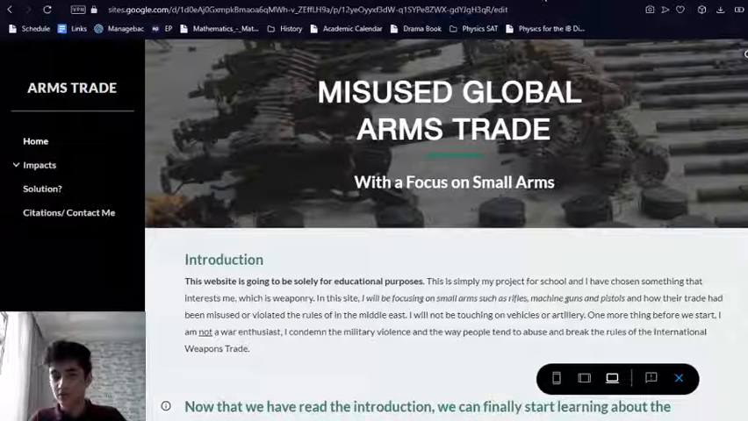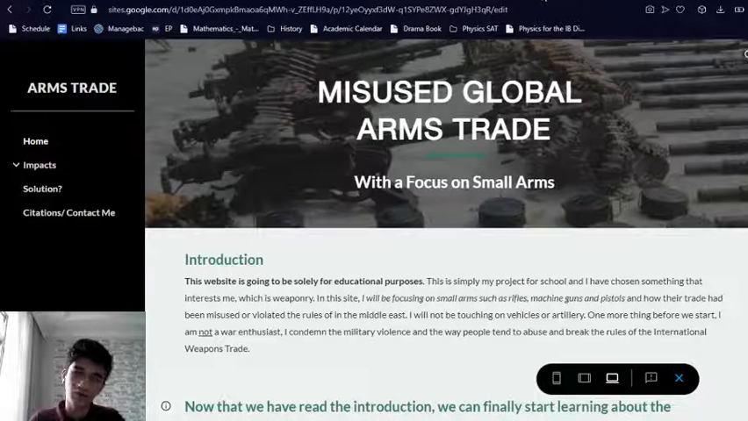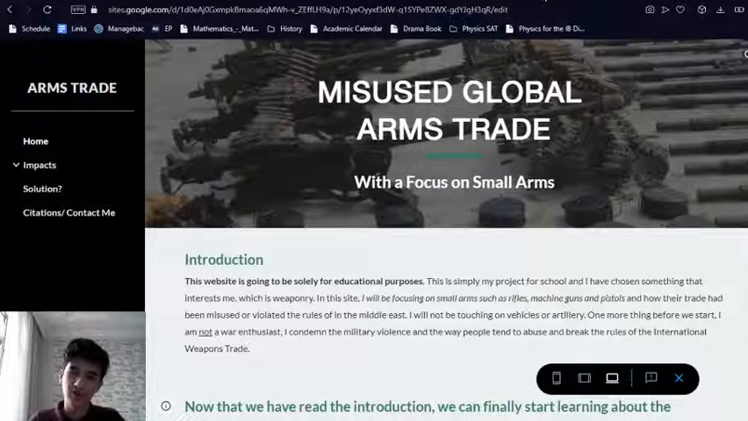The product itself is a website which I've created on Google Sites, and it is focusing on the misuse and the abuse of the global arms trade. As you can see by the title, the subtitle says with a focus on small arms. What is meant by that is basically firearms.